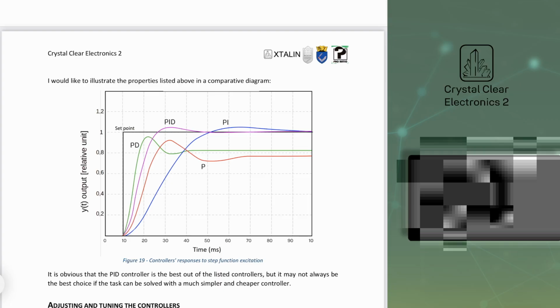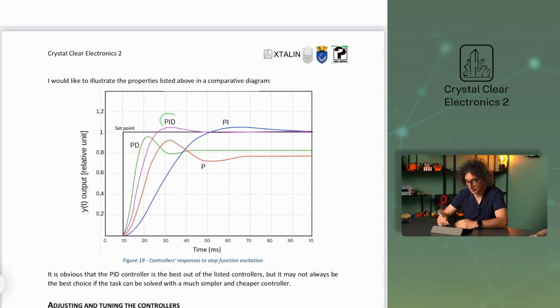Now, let's compare the regulators according to their responses to the step function excitation. It's obvious that the PID controller is the best out of the listed controllers. Only the PD is faster at reaching a final value, but this is an incorrect value. Its overshoot is minimal, even compared to the PI.